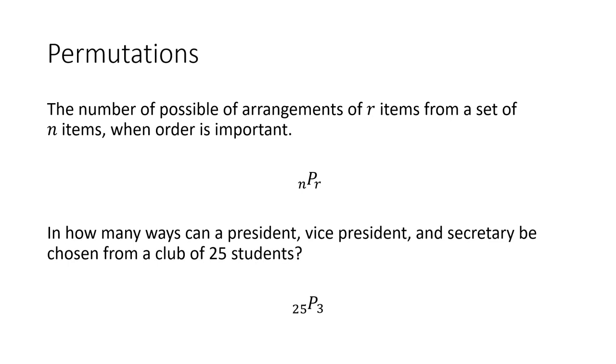So, for example, in the previous problem where we said, in how many ways can a president, vice president, and secretary be chosen from a club of 25 students? Using this permutation notation, we would write that as 25P3 because we are picking 3 people from a group of 25.